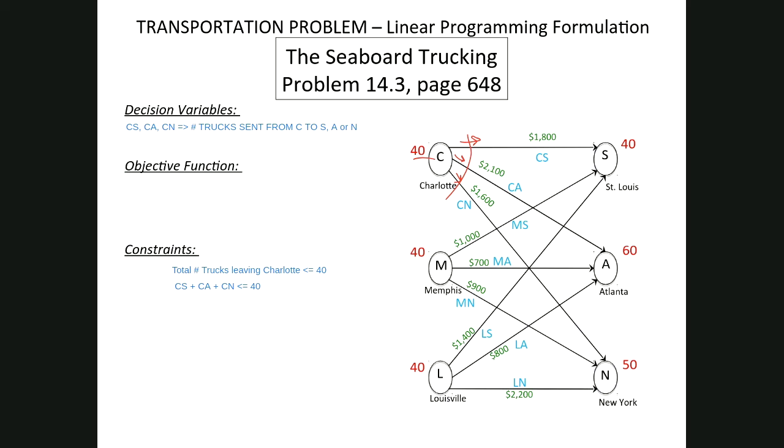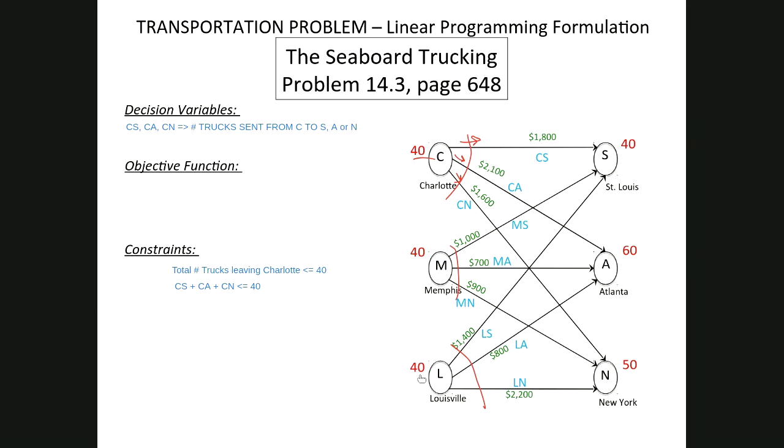And at this point, you'll notice that the trucks that are leaving Memphis are MS, MA, and MN. And so similarly, they would have a constraint for Memphis. And similarly, you would then have a constraint for Louisville: LS plus LA plus LN has to be less than or equal to 40. So that's 3 of our constraints.